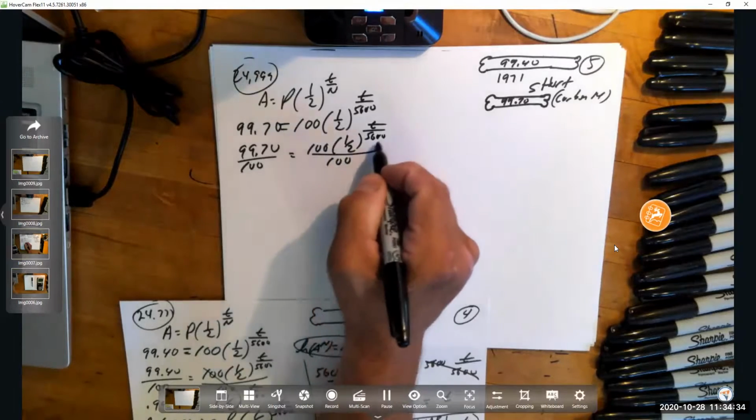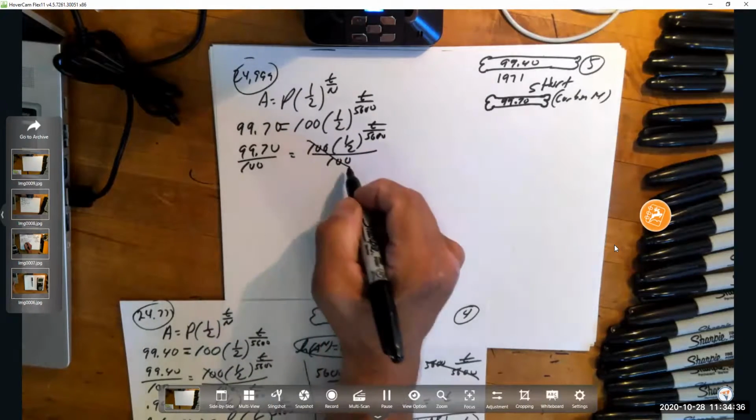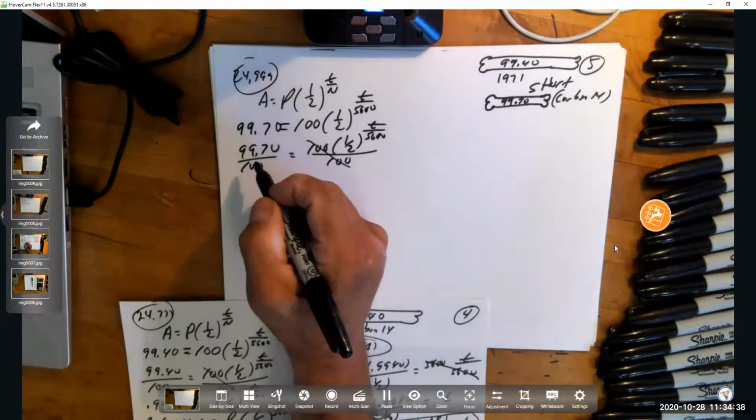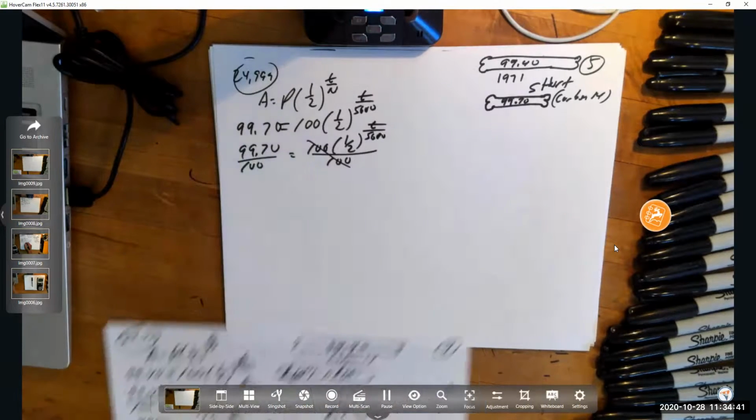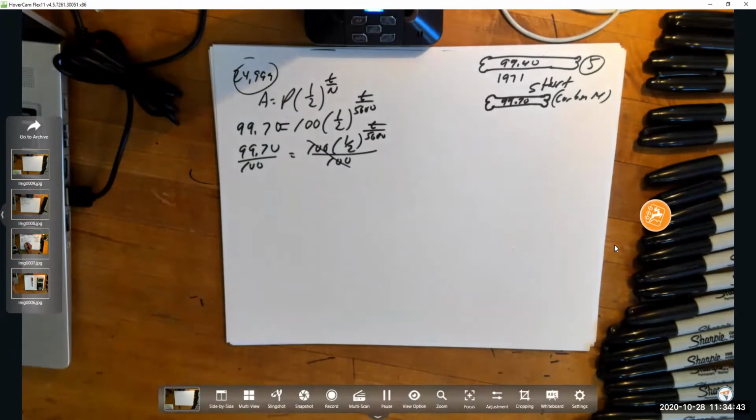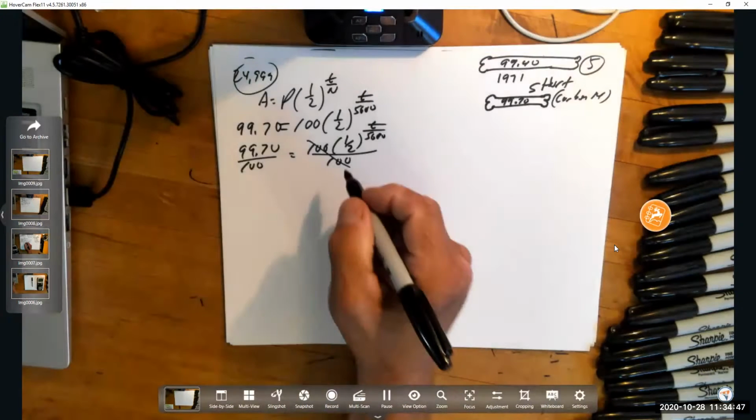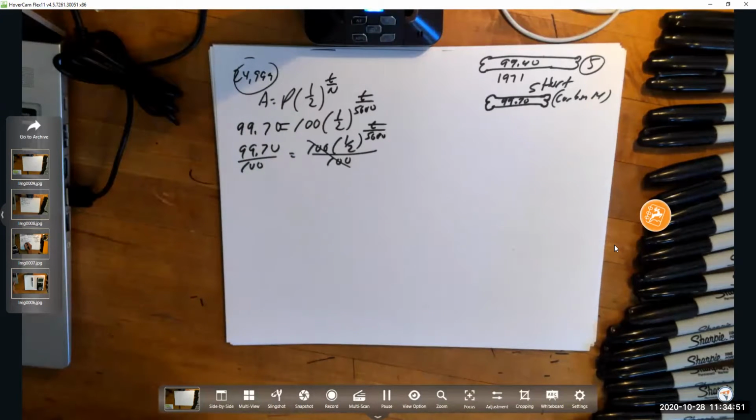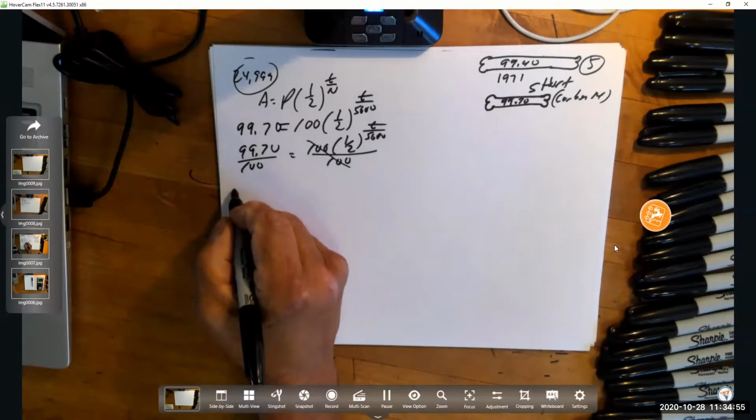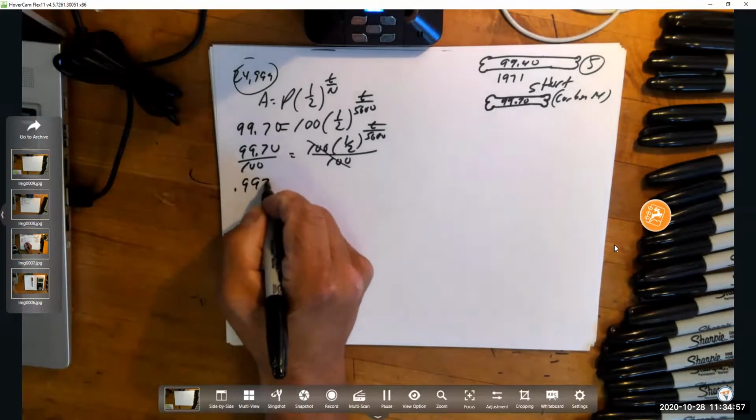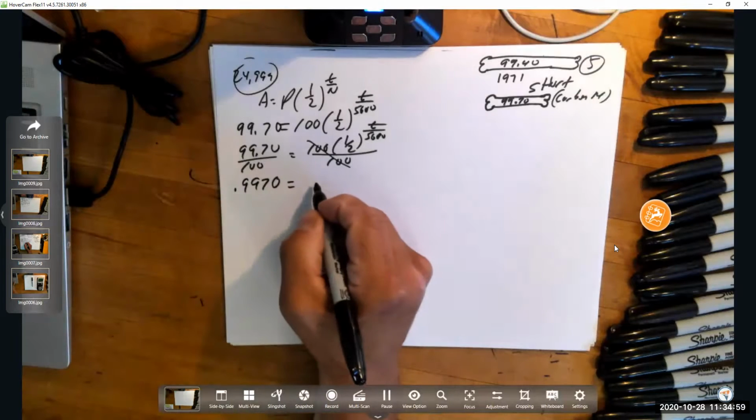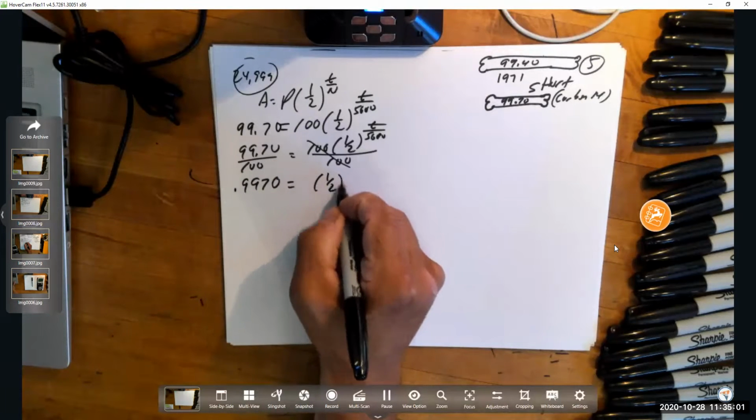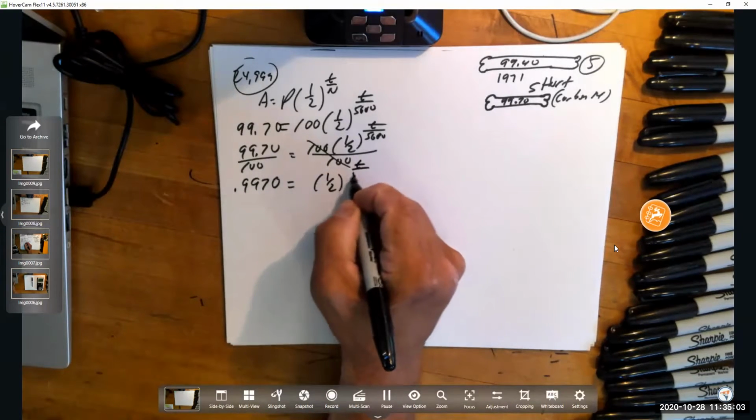Like this, so these are gone. So 99.70 divided by 100, you tell me the number. What is that number going to be? 99.70 divided by 100 is what? 0.9970. So 0.9970 equals 1/2 to the T over 5600.